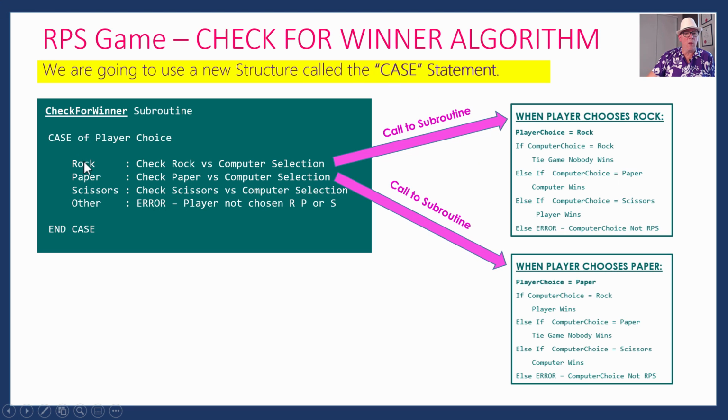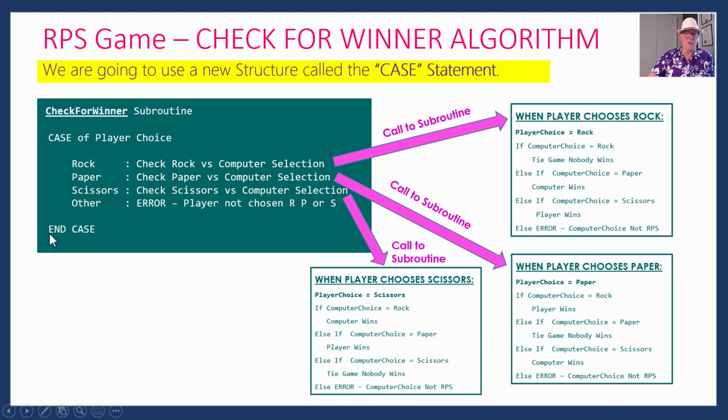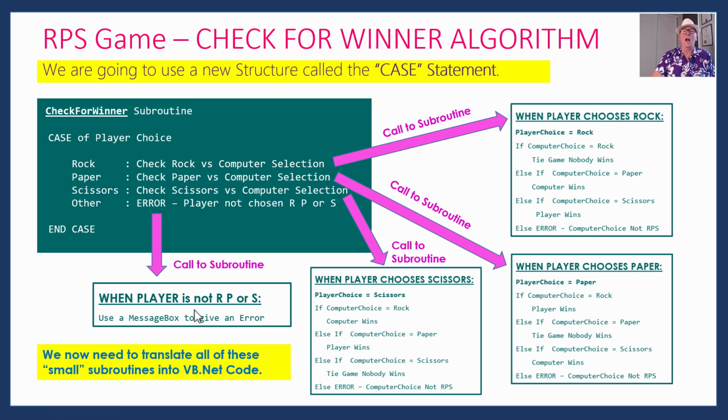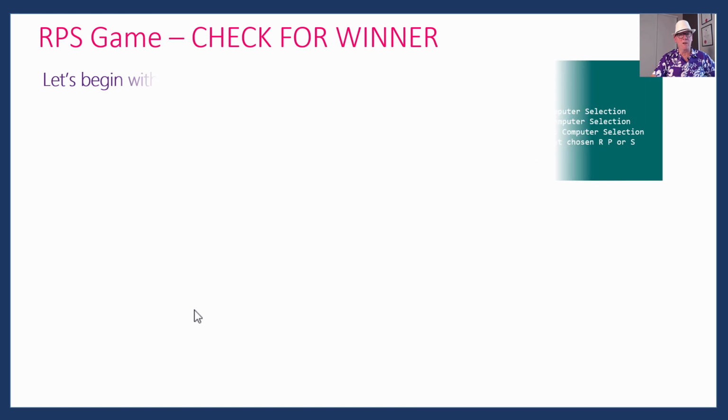Now, if the player chose paper, well, then we need to check out all the things that could happen depending on what the computer has randomly chosen. If the player's chosen scissors, we'll need another little subroutine for when the player chooses scissors. And if none of that's happened, if the player doesn't have rock, paper, or scissors, something's wrong, so we need to give a message box. Okay, so that's how our program's going to run. That's the pseudocode. And now we need to look at putting that into VB.NET, which is the language we're using. But if you're doing this game in Python, you could look at putting all that logic into Python, and that could easily be done.